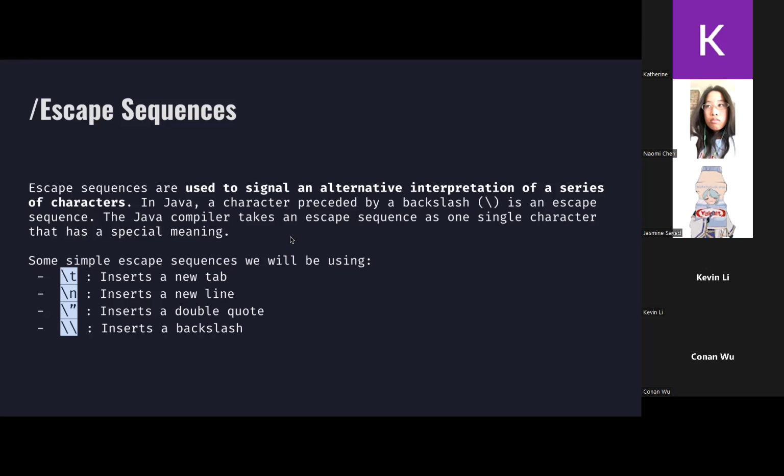And so later on, in assignment 4, we will be looking over some simple escape sequences, and these will be \t, which inserts a new tab, \n, which inserts a new line, \", which inserts a double quote, and a double backslash, which inserts a backslash. So basically, if you've seen the pattern here, for these last 2, you just put the backslash in front of it in order to make the double quote or the backslash appear, because we know these are special characters, right?